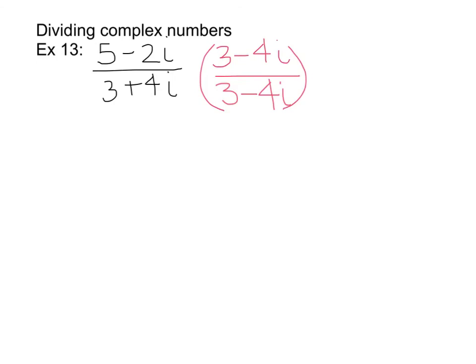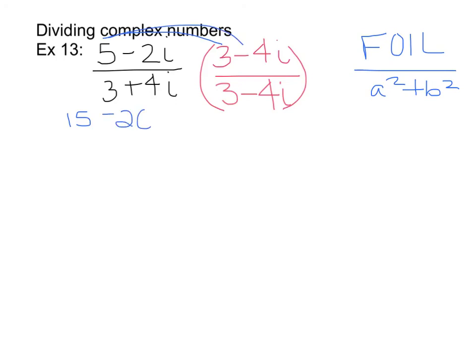So we have to FOIL the top, and you could also FOIL the bottom, or you can use the shortcut that we learned earlier, a squared plus b squared. So I have to FOIL the top though, so 5 times 3 gives me 15. 5 times minus 4i gives me minus 20i. Minus 2i times 3 gives me minus 6i, and minus 2i times minus 4i gives me positive 8i squared.